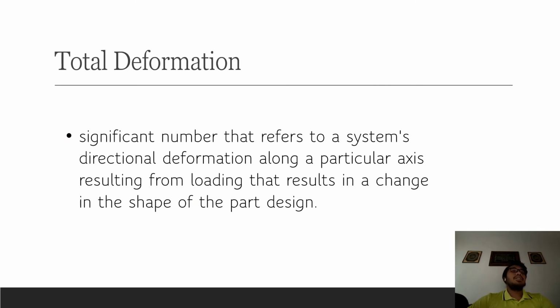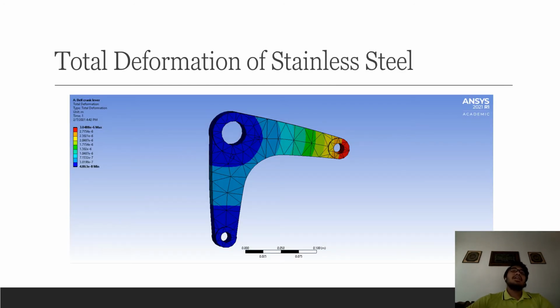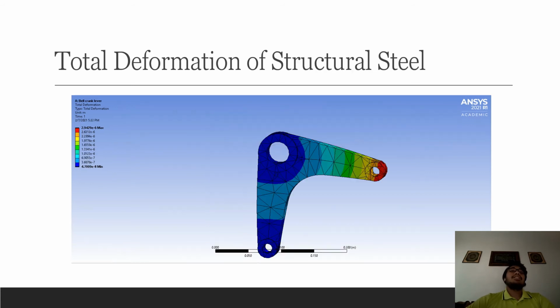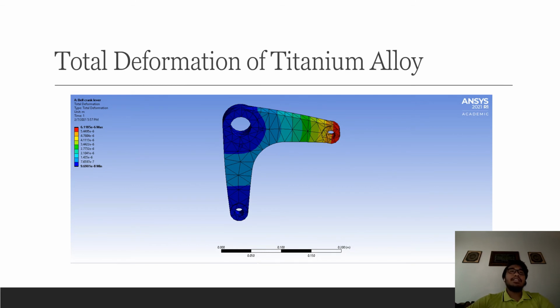Next, we will talk about total deformation. Total deformation is the significant number that refers to a system's directional deformation along a particular axis, resulting from the loading that changes the shape of the part design. Based on the software, this is the total deformation of the stainless steel. This is for the structural steel, and this is for the titanium alloy.